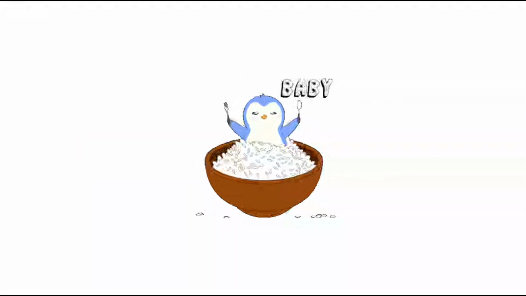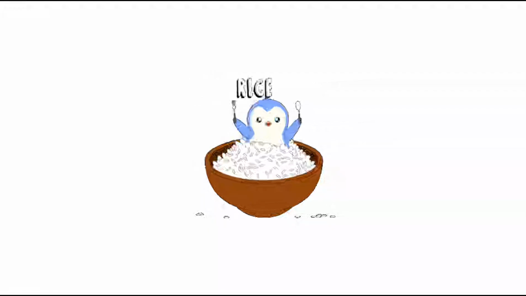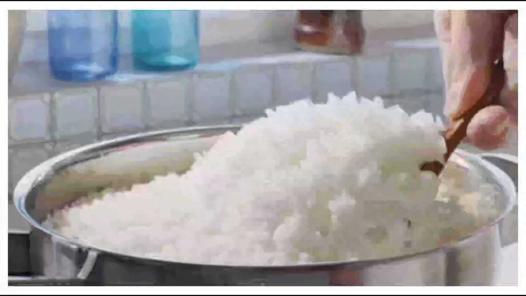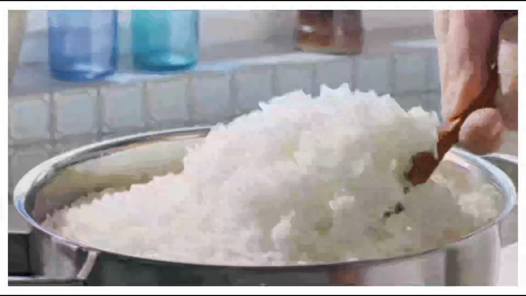So rice is an important food, and its presence goes back thousands of years in Asian agricultural history. There is an estimate of 20,000 varieties of rice in India, and this diversity of rice in India is one of the richest in the world. So basmati rice is distinct for its unique aroma and flavor, and 27 documented varieties of basmati are grown in India. There is a reference to basmati in ancient texts and also in poetry, as it has been grown for centuries.